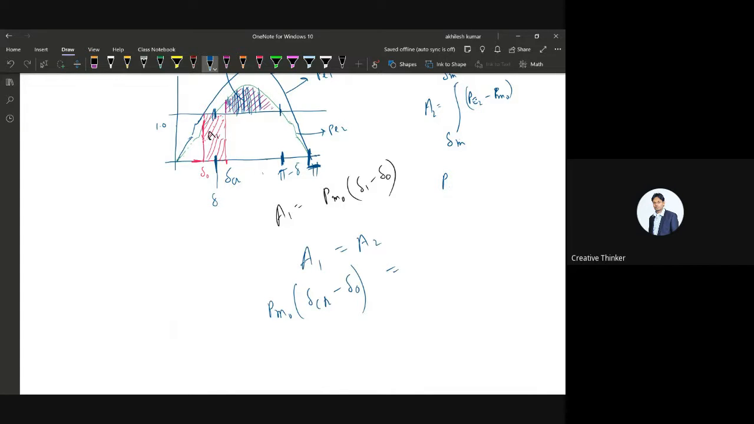And what will be this angle A2? A2 will be, again, the integration of Pm naught from delta CR to pi minus delta. In all cases, A1 will be equal to A2. This is the equilibrium criteria we have, which we have proved in the previous classes. So in any case, even if it's taking more than 3 cycles, A1 will be equal to A2.